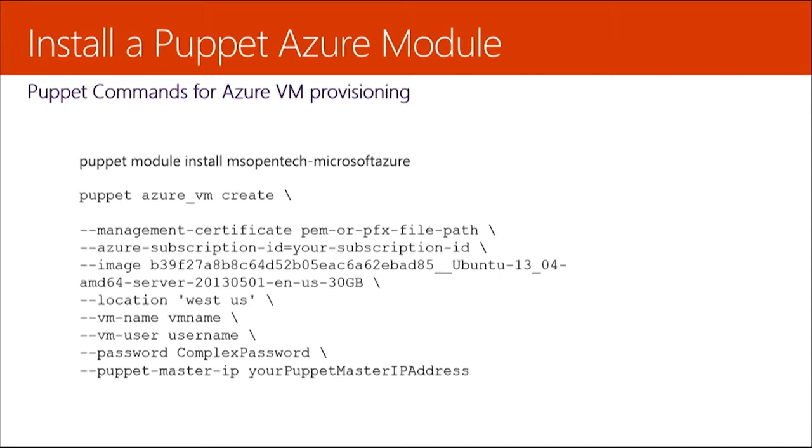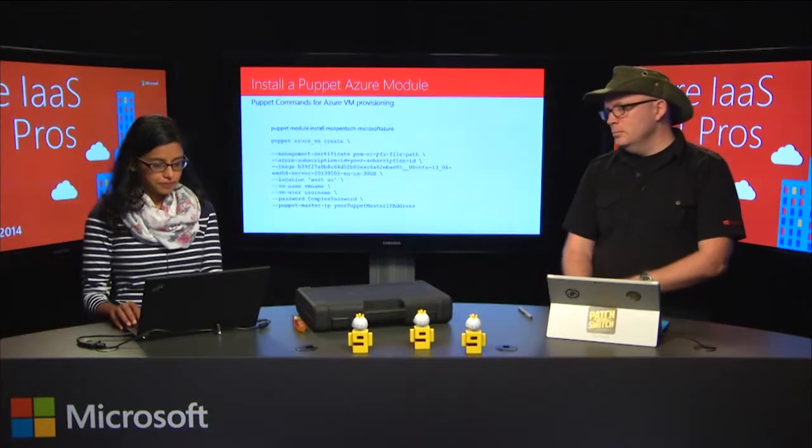This module will be used for managing Azure resources. So I can download that Puppet module. This is the command to download the Puppet module from Forge, and then I can create a VM by using Puppet toolsets. Basically, this is a very standard command. It is not doing any bootstrapping work. All that it is doing is creating a virtual machine in Azure using Puppet.